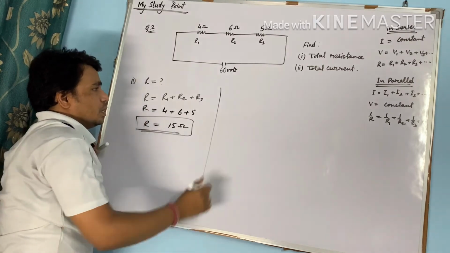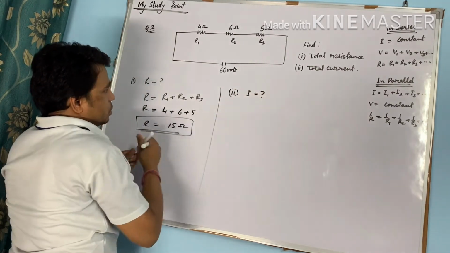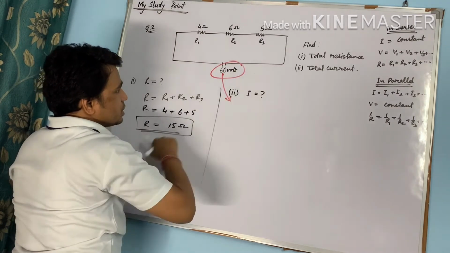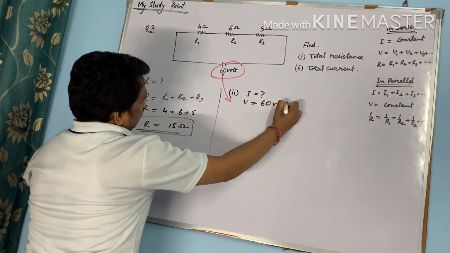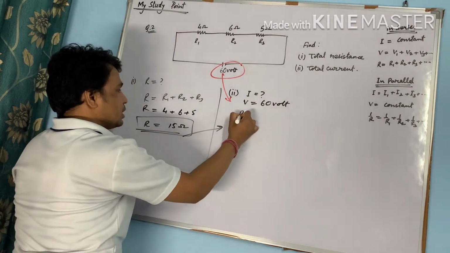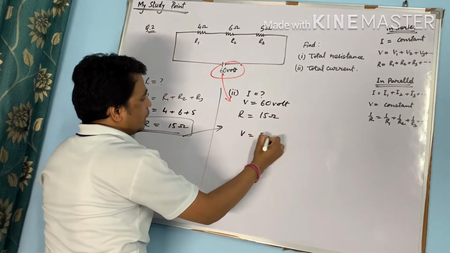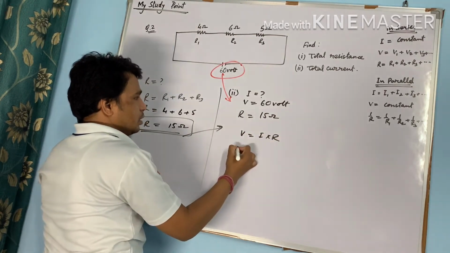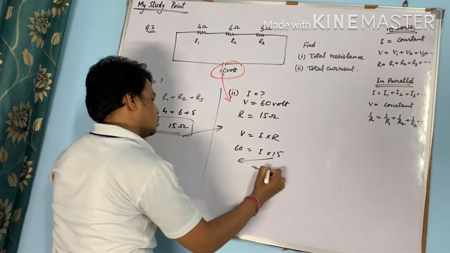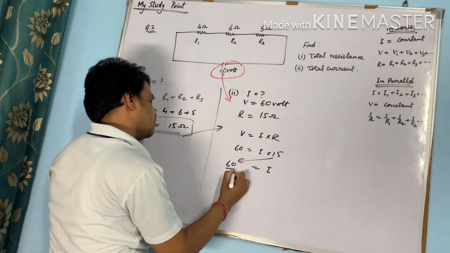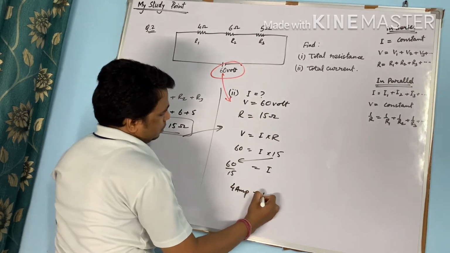Okay, now we have to calculate the total current in the second part. See, voltage is given how much? 60 volt. Resistance we had calculated, that is R is equal to 15 ohm. Use Ohm's law. V is equal to I into R, that is 60 is equal to I into 15. So current comes out to be 60 upon 15, that is how much? 4 ampere is the total current. Okay.